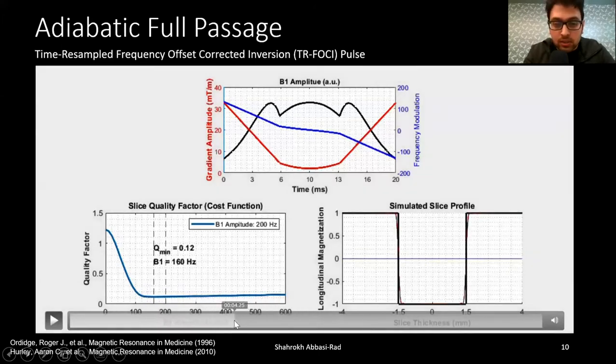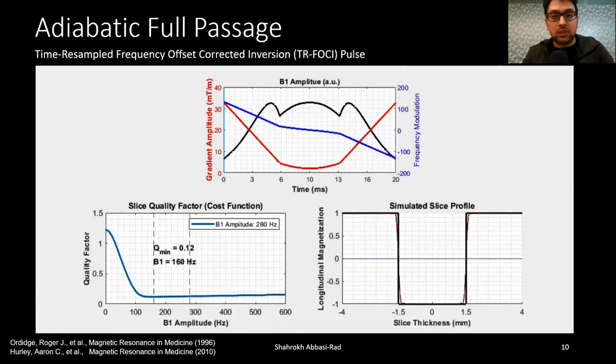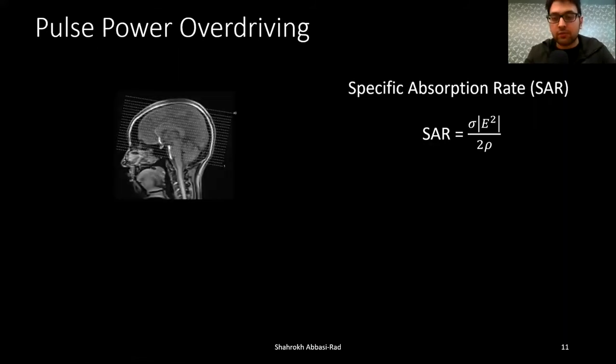you can see after passing the adiabatic condition, it doesn't matter how I change the power of the pulse. The slice profile is the same. So it doesn't matter how much is the B1, the slice profile is the same. And this is a significant robustness towards B1 inhomogeneity. So with adiabatic pulse, which is TR FOCI here, I solve the problem of inhomogeneity, but at a cost of SAR.